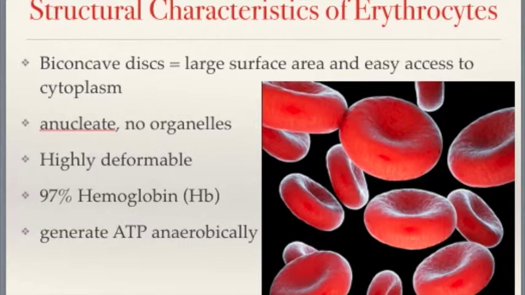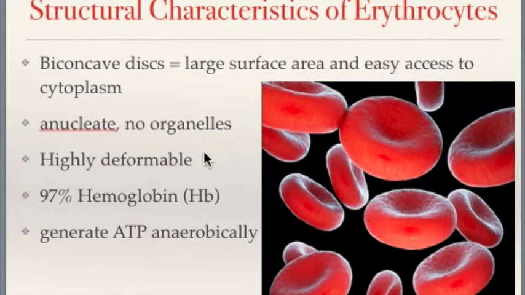Also, what it does is it makes no one region of the cytoplasm too excessively far away from the cell membrane. If it was a sphere, then you could see that the center of the cell would be pretty far from the cell membrane. Because they're flattened, the center of the cell is actually now pretty close to the membrane. So again, it gives easy access to the cytoplasm. These cells are highly deformable. That's important. They can kind of stretch and squeeze in between the little capillaries of the body. And they are, like I said earlier, pretty much mostly hemoglobin, 97% hemoglobin.